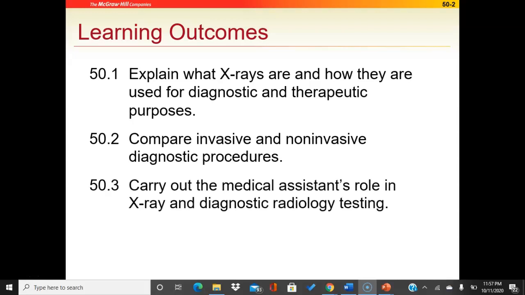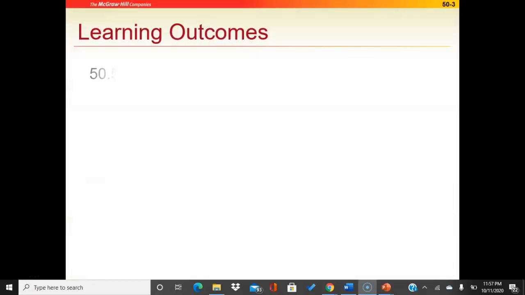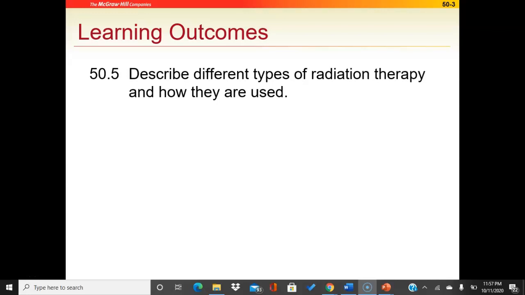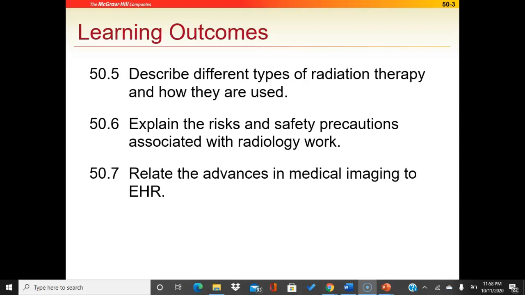We'll talk about some of the roles that a medical assistant might have in X-ray and diagnostic radiology testing. And then we'll talk about some of the common diagnostic procedures. We'll touch a little bit on radiation therapy and the different types that are used. And then there's a little bit towards the end on the risks and safety precautions associated with radiology, and then just a touch on advances in medical imaging to electronic health records.